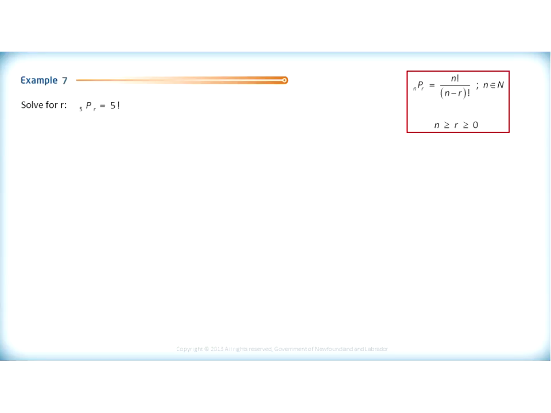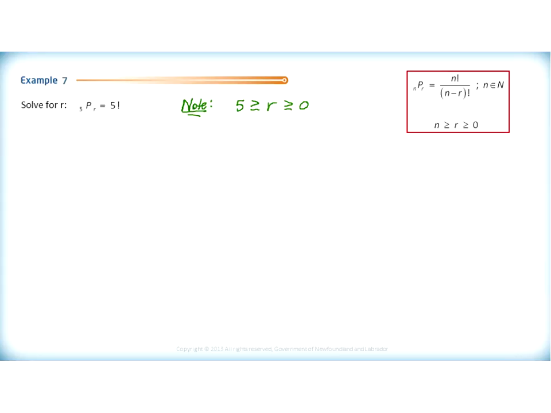Here we have to solve for r. So we have 5 permute r is equal to 5 factorial. This one can be a little bit tricky, but again, it is important to note that 5 must be greater than or equal to r, which must be greater than or equal to 0. So that tells us then that the value of r is going to be less than 5, but greater than or equal to 0.